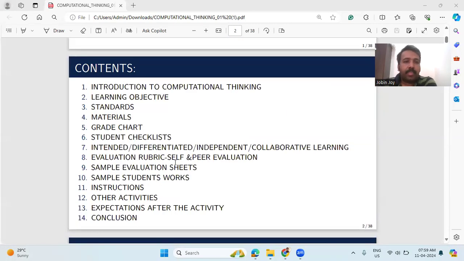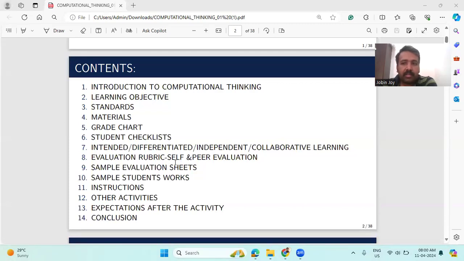These are the contents. The first one is Introduction to Computational Thinking. So what is the definition of computational thinking? What are the four basic steps involved in computational thinking? Then learning objective. Then what are the standards we are following? Materials, grade chart, student checklist, the different types of learning such as collaborative learning, independent learning, differentiated learning, evaluation rubric such as self-evaluation, peer evaluation, and teacher evaluation. Then sample evaluation sheets, some sample students' works, instructions.